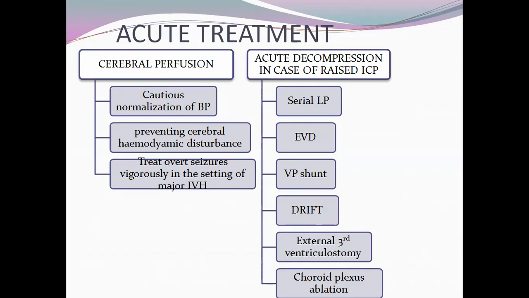In case of post-hemorrhagic ventricular dilatation, if there is a raised ICP, we can go for serial lumbar puncture, external ventricular drain, VP shunt, or DRIFT, which is drainage, irrigation, and fibrinolytic therapy, where they inject tissue plasminogen activator inside, and endoscopic third ventriculostomy, and finally choroid plexus ablation can also be tried.